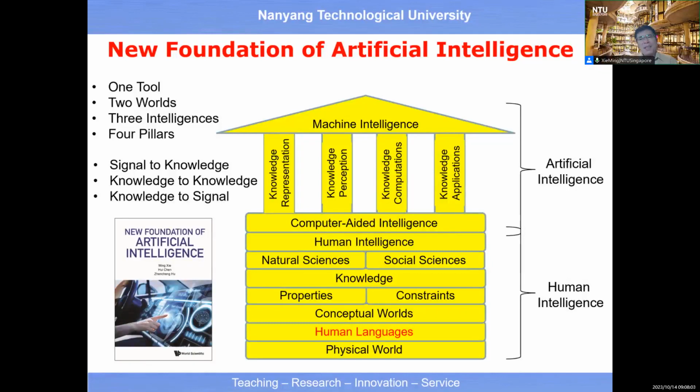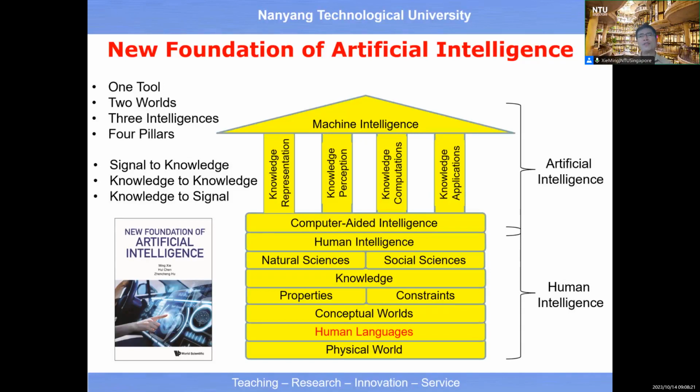But in terms of knowledge flow or signal flow or data flow, actually AI includes 3 transformations. So it's quite simple.